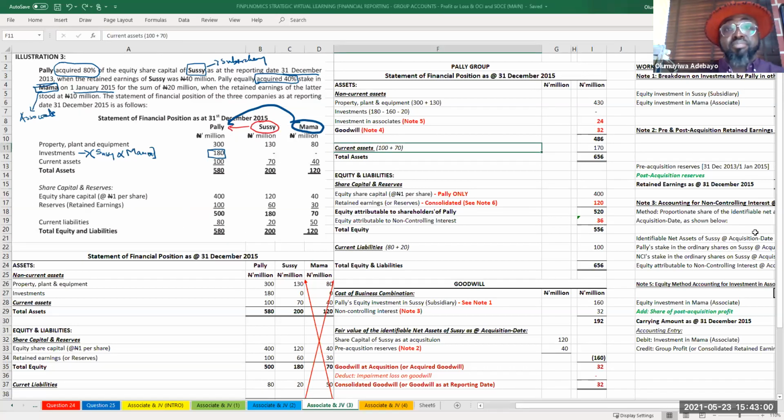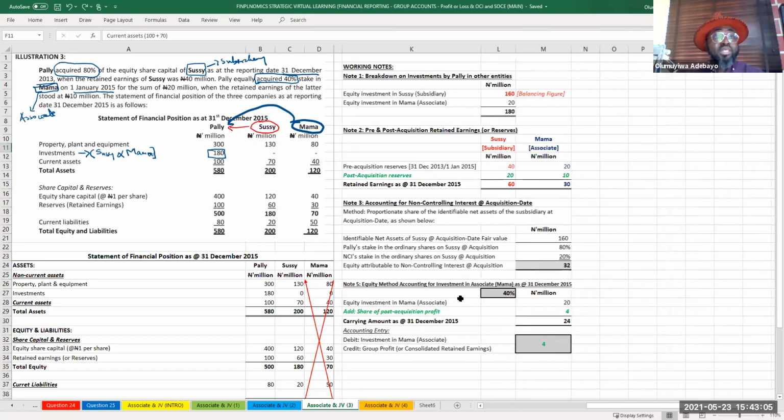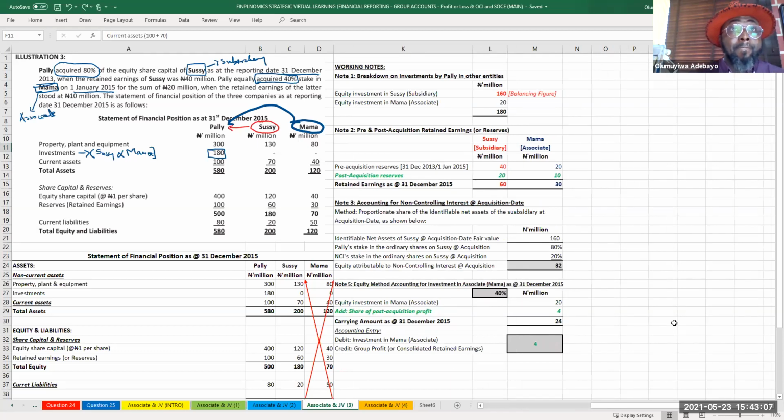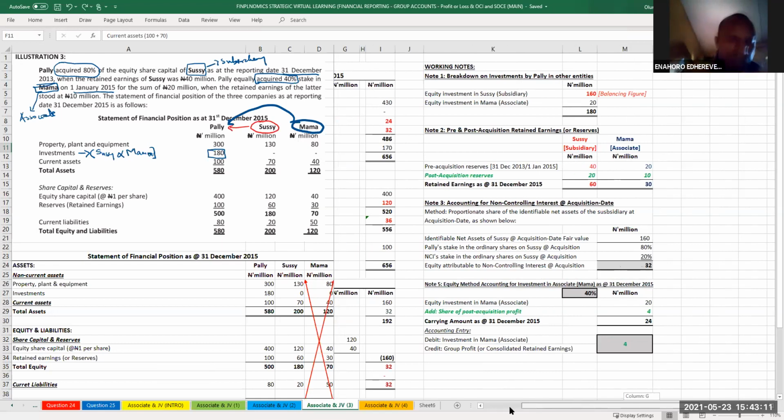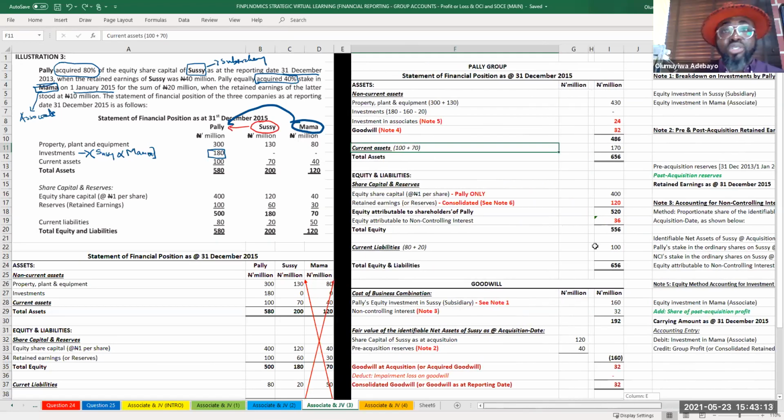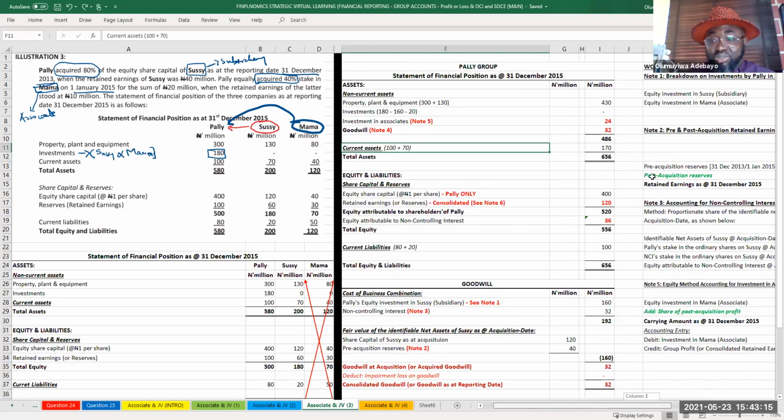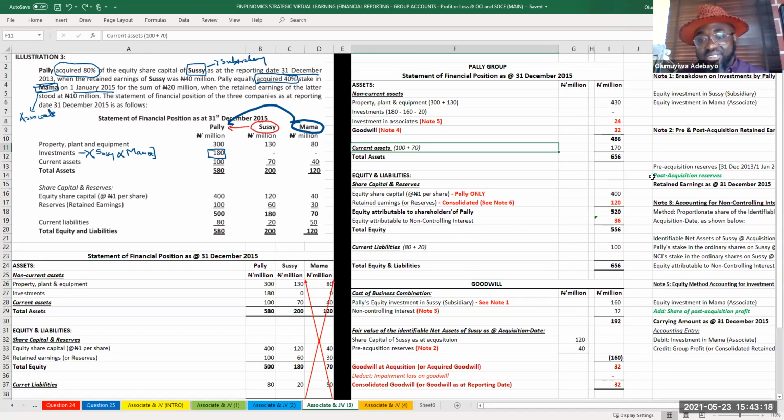Any other question? You've seen our working notes? Okay, we're done. Yeah, and this is what you also demanded, that you want to see how you can use Excel to do consolidation. Good question.